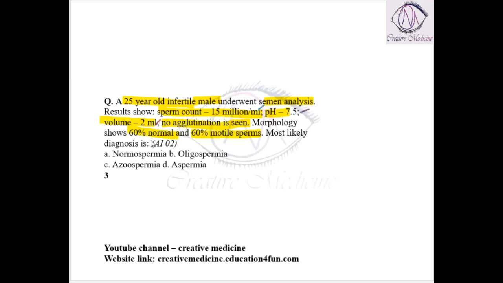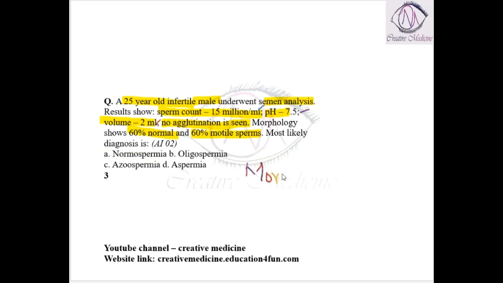No agglutination is seen. Okay. Then, morphology is 60% normal and 60% of sperms are motile. Now morphology should be more than 32% only, and here it is 60%, right? So it is normospermia. Sorry, I got confused with morphology and motility.